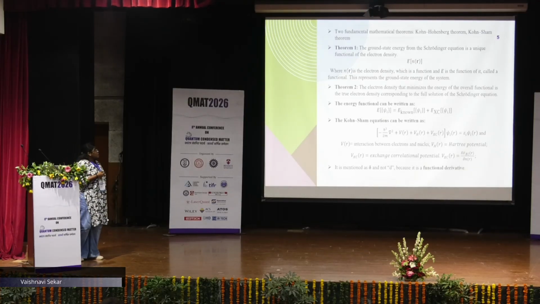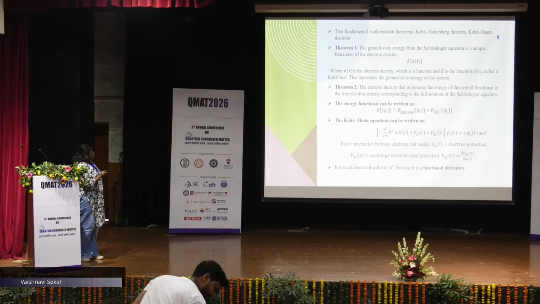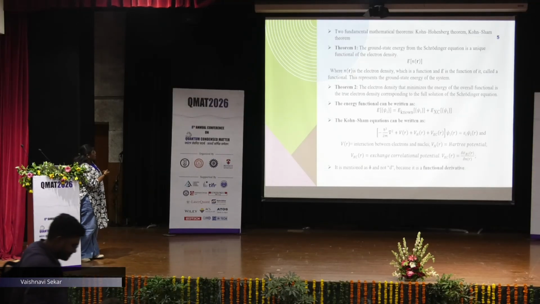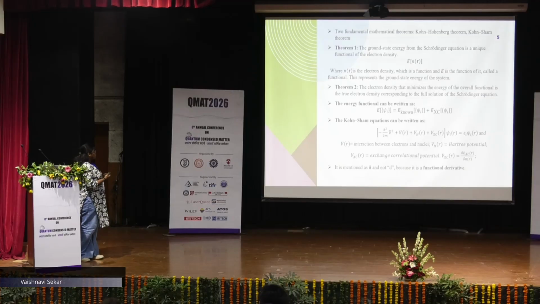There are two fundamental mathematical theorems, the Hohenberg-Kohn theorem and the Kohn-Sham theorem, where the first theorem says the ground state energy from the Schrodinger equation is a unique functional of the electron density, whereas the second theorem tells us about the true electron density. True electron density is the electron density that minimizes the energy of the overall functional. The Kohn-Sham equation can be written as the second equation, where V of r is the interaction between the electrons and nuclei, VH of r is the Hartree potential, which tells us about the electrostatic interaction between the electrons, and Vxc tells us about the exchange correlation potential.